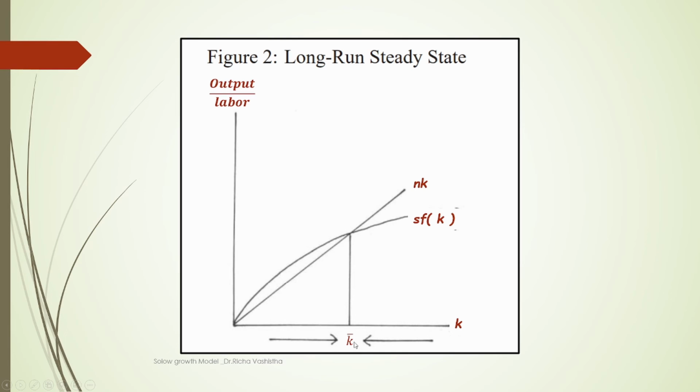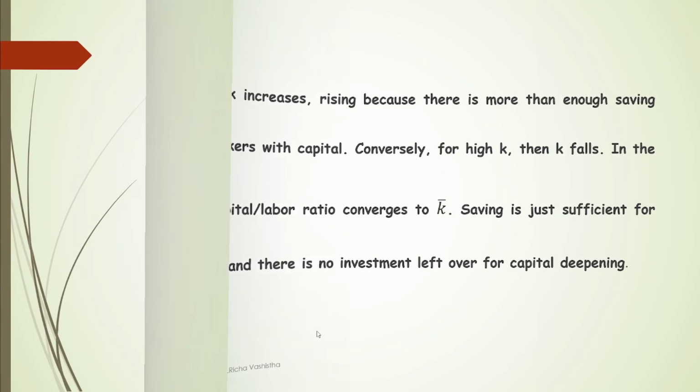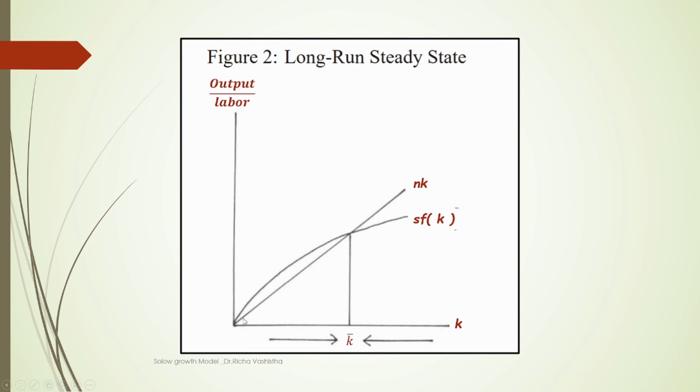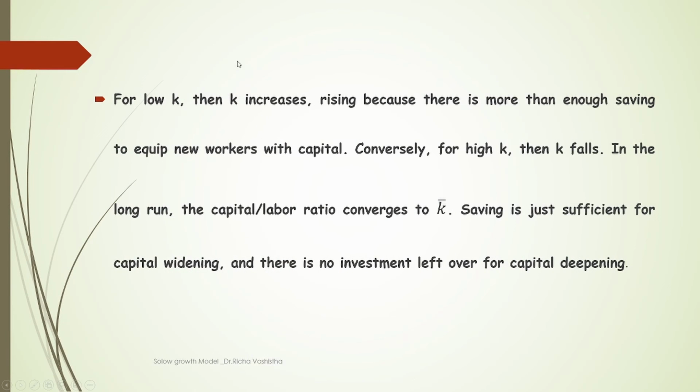So now what happens for a lower value of k? K increases further. From here it is increasing, but then after a point. And why is it increasing here? Because the rising part shows that there is more than enough saving to equip new workers with capital.